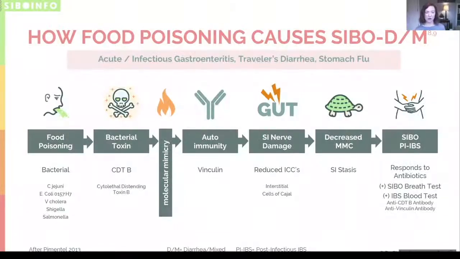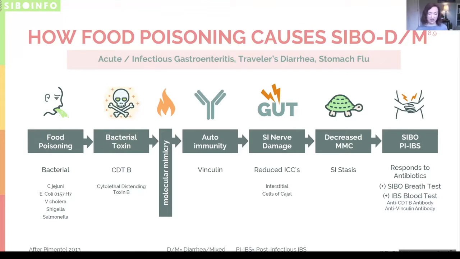Okay, so here's how it goes. A person gets food poisoning. In this case, it would be bacterial food poisoning. So that means it's caused by bacteria like Campylobacter jejuni or E. coli or Vibrio cholera, Shigella, Salmonella. These are pathogenic bacteria. These are not bacteria that normally live in us, like lactobacilli, okay?